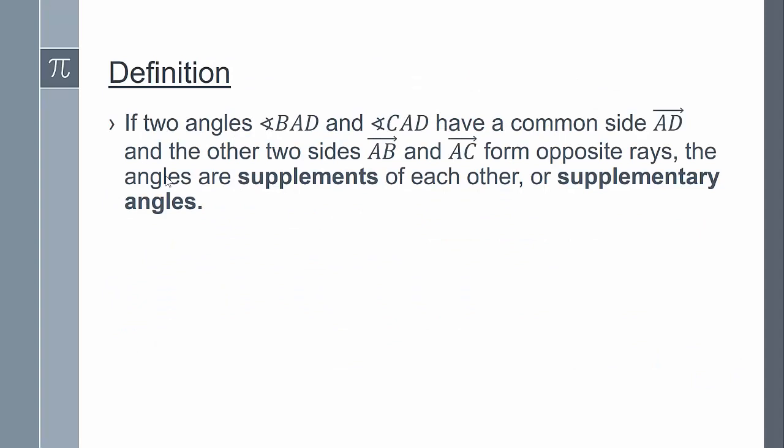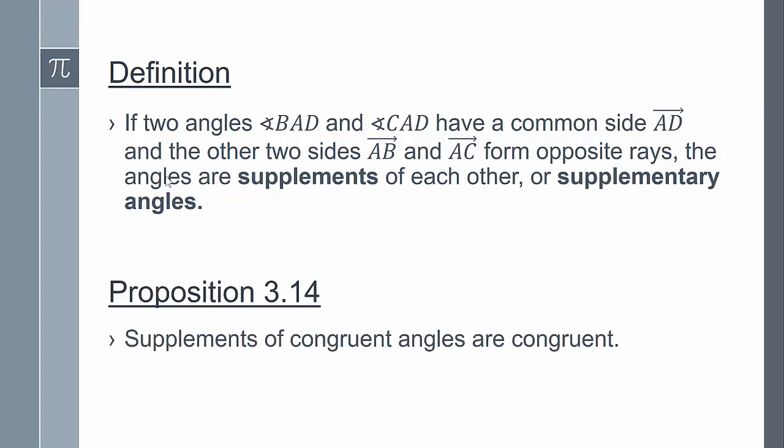This definition of supplementary angles was given earlier this semester, so as a review, if two angles, angle BAD and angle CAD, have a common side, ray AD, and the other two sides, ray AB and ray AC, form opposite rays, then the angles are supplements of each other, or they're called supplementary angles. Now we can present proposition 3.14, which states that supplements of congruent angles are congruent.